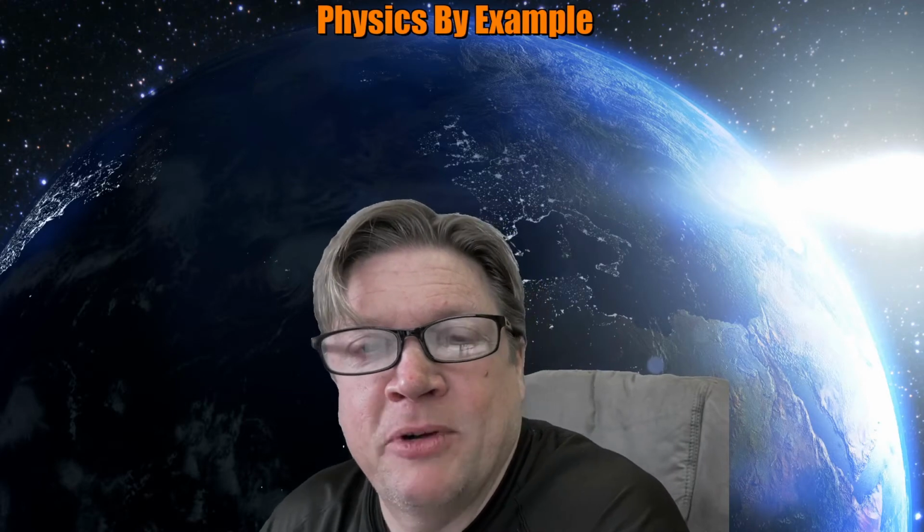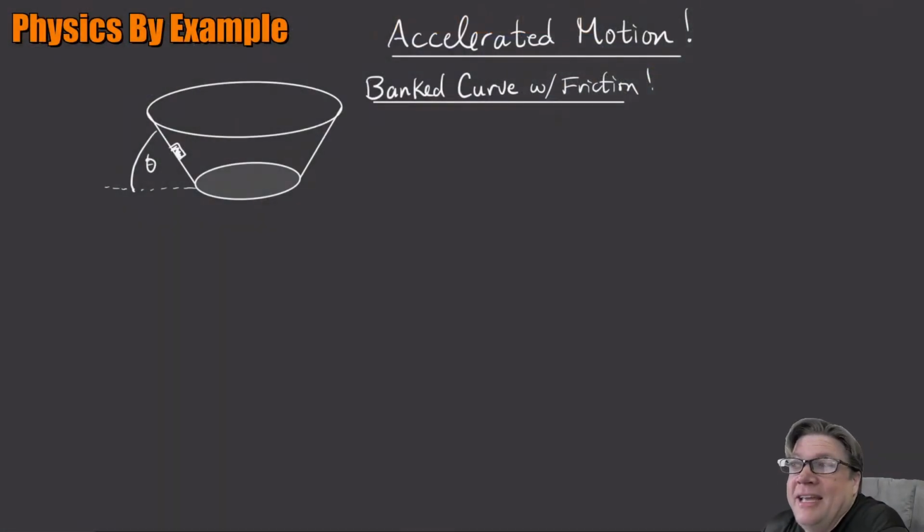Hey everyone, here's another example of a classic textbook problem. This one has been in just about every book I've seen, and this is a banked curve with friction. So suppose we're this little car, the little block, and we are on a curve. Since we're on a banked curve and there's friction between the tires and the road, we can drive around this circle.